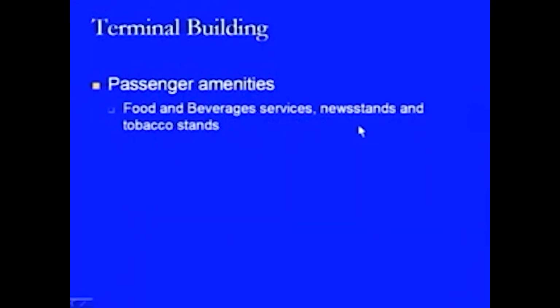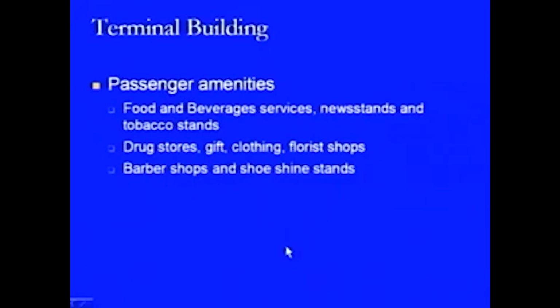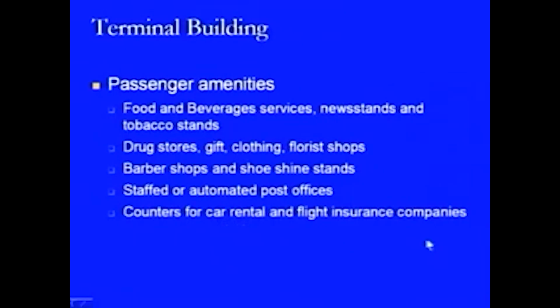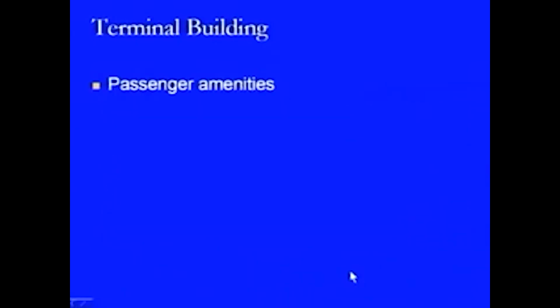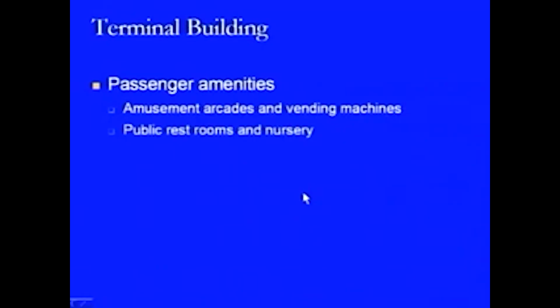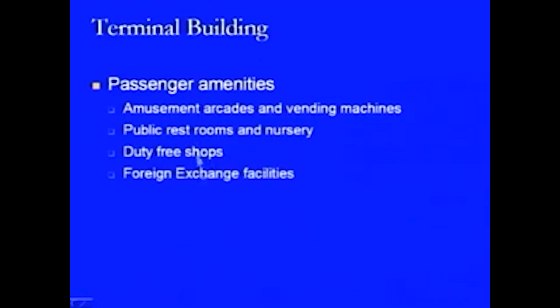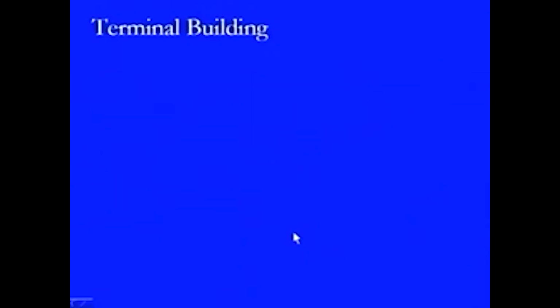In the case of passenger amenities, we require spaces for food and beverage services, news stands, tobacco stands, the drug stores, gift, clothing, florist shops, the barber shops, the shoe shine stands, the staffed or the automated post offices, the counters for car rentals and flight insurance companies, the public lockers, public and courtesy telephones, then the amusement arcades and vending machines, public restrooms and nursery, duty free shops, foreign exchange facilities provided on international gateways, sanitary facilities everywhere, tourist and help desk.